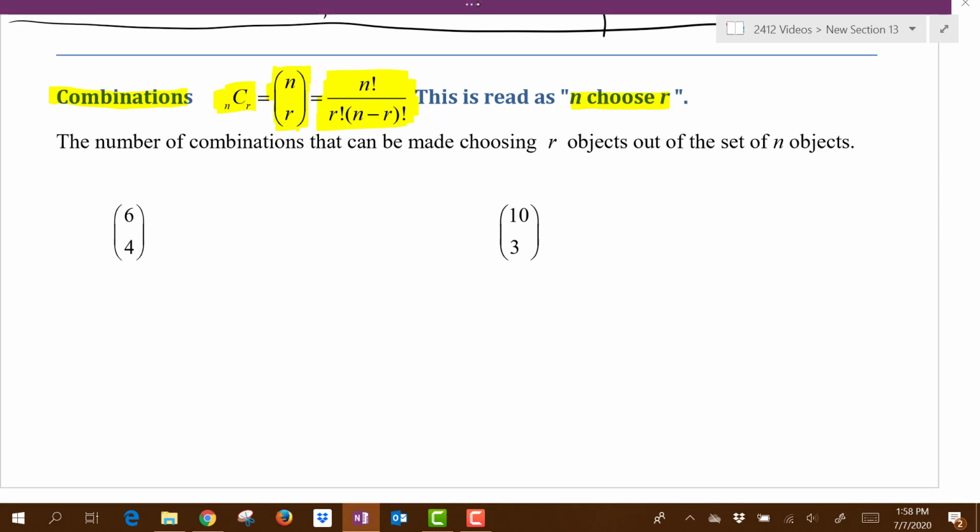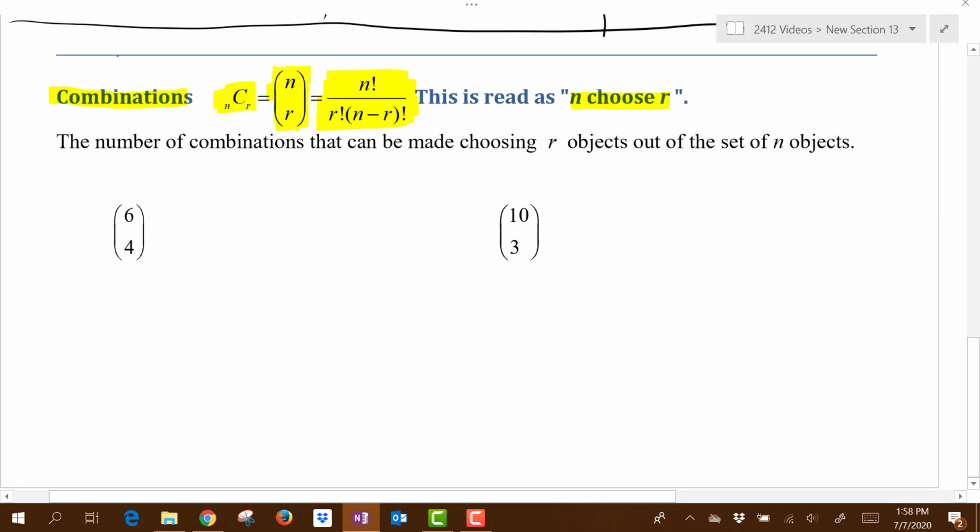Alright, so let's talk about using the formula, then putting it in our calculator, and then we'll talk about what it means. So, 6 choose 4. That's one way that we can read that. The number at the top is the n value, the number at the bottom is the r value. When we do this combination, we're going to use this formula, and we're going to get out a number from the simplification of that formula.